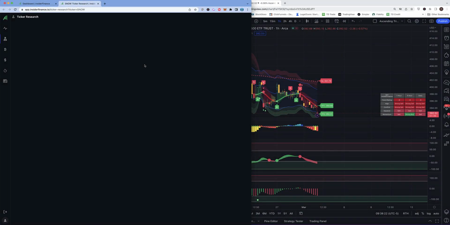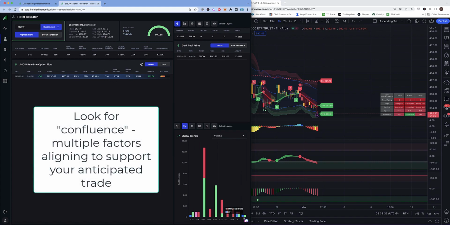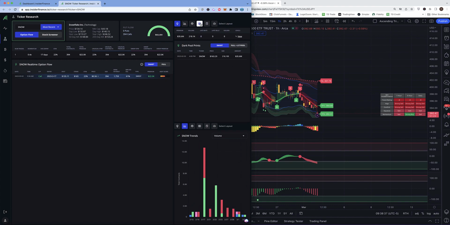Let's now look at the ticker research page. When I see an interesting order pop up from the dashboard, I always check the ticker research page. What I'm looking for is what Insider Finance calls confluence. What this means is you want to see multiple factors align that support the potential trade.